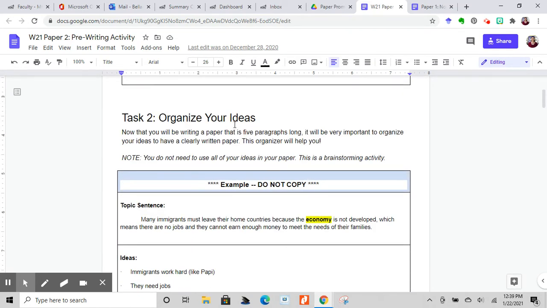So moving on, this is a table that will help you organize your ideas for each paragraph of the paper. So let's read the directions. Now that you will be writing a paper that is 5 paragraphs long, it will be very important to organize your ideas to have a clearly written paper. Here's a note. This is a brainstorm, so you're just thinking of lots of different ideas. You do not need to use every idea you put into this pre-writing activity. You do not need to use every idea in your paper, but you can pick the best ones to use.